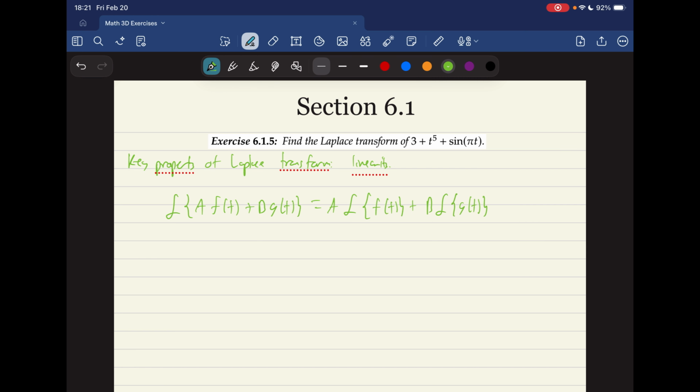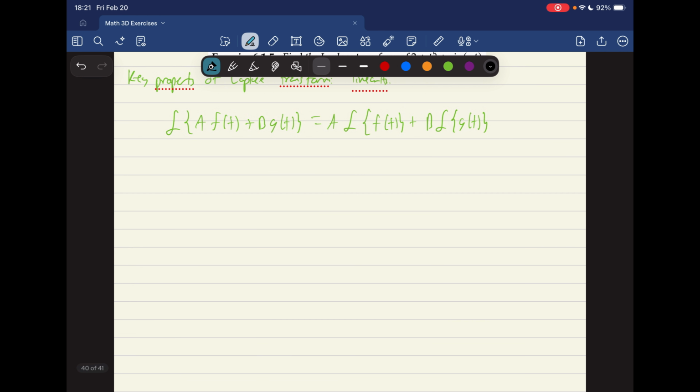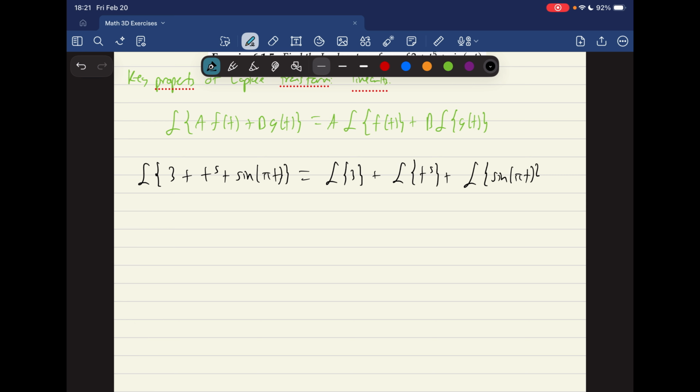And this is useful for us because now we can go to our example and compute the Laplace transform of 3 plus t to the fifth plus sine of pi t. We just need to do the Laplace transform of each part separately: the transform of 3, plus the transform of t to the fifth, plus the transform of sine of pi t. And once we find these three, we can add them up and get a result.